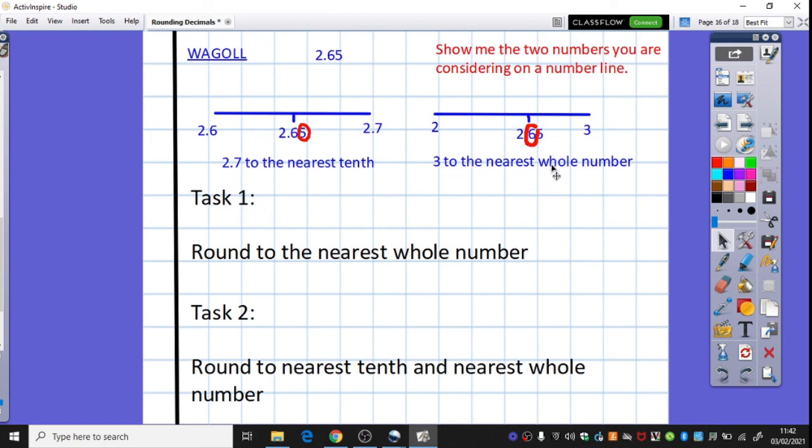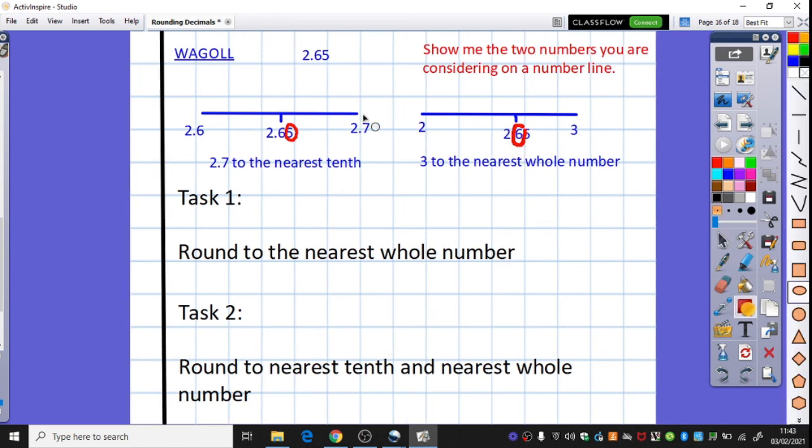And when you're rounding to the nearest whole number, you're looking at that column to the right of the whole number, which is the tenths here. So we can see then that actually when we round to the nearest tenth, we would end up with 2.7, and to the nearest whole number, we would have 3. So rounding up for both of those.